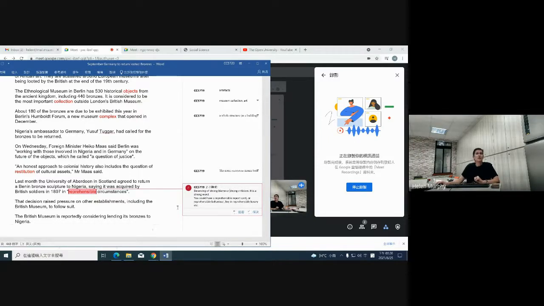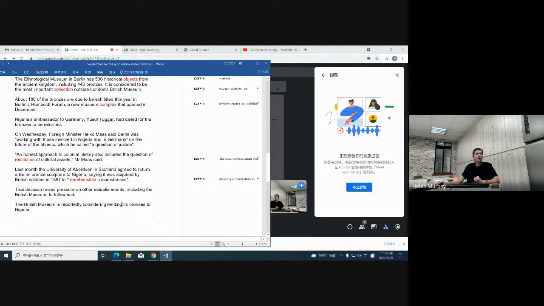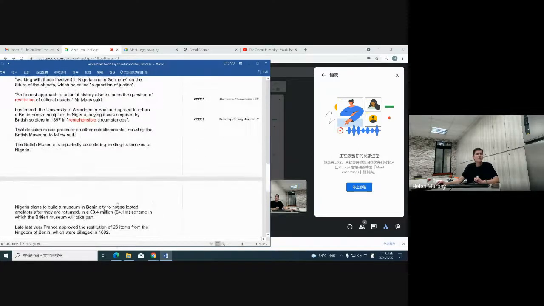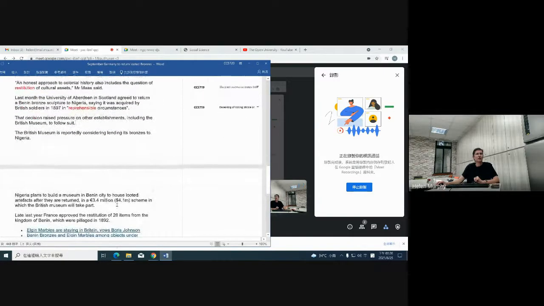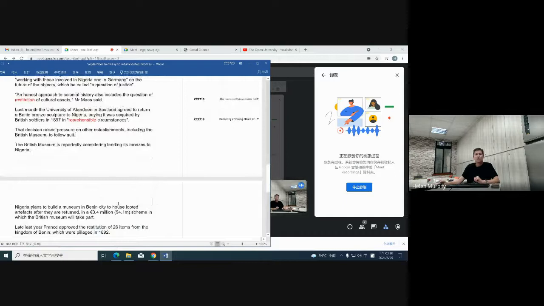Okay, so those are the vocab items, and that's pretty much the end of the article, except it goes on to say that this situation is causing pressure on other institutions, such as the British Museum, to return or to make restitution of the bronzes to Nigeria.